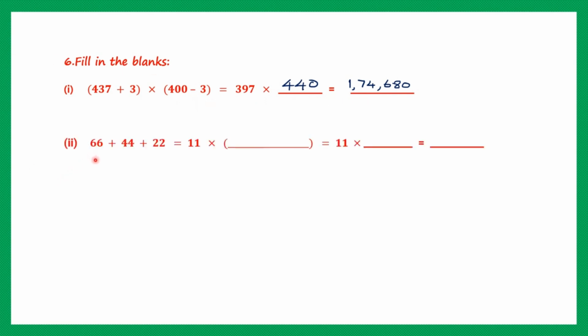Question 2. 66 plus 44 plus 22 is on the left hand side. On the right hand side it says 11 into some numbers. That means all these numbers are divisible by 11, isn't it? 66, 44, 22, because 11 into 6 is 66, 11 into 4 is 44, 11 into 2 is 22. So let's put those numbers inside. So 11 into 6 plus 11 into 4 plus 11 into 2. So 6 plus 4 plus 2.